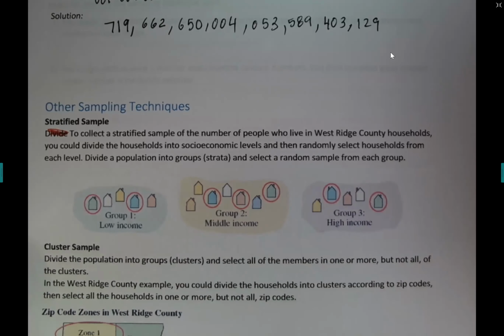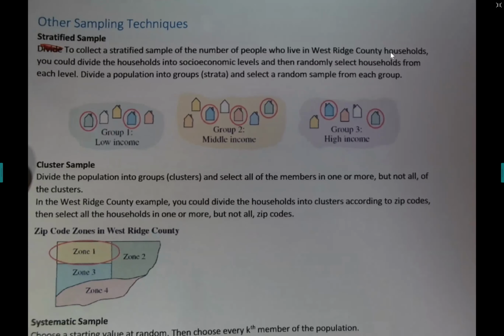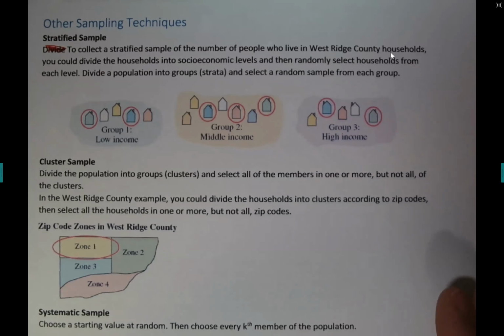Now let's go to cluster. How does cluster sampling work? Divide the population into groups. They call them clusters. And select all of the members in one or more, but not all of the clusters. So here's an example, guys. In the West Ridge County example, you could divide the households into clusters according to zip codes: zone 1, zone 2, zone 3, zone 4, zone 5, etc. And then select all the households, for example, in zone 1, and that would be your sample.